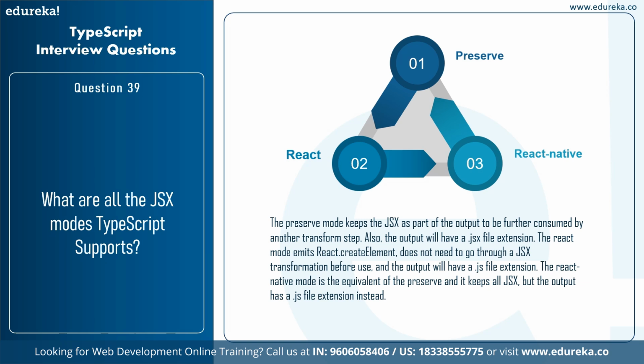Also, the output will have a .jsx file extension. Now, the React mode emits React.createElement, which does not need to go through a JSX transformation before use, and the output will have a .js file extension. Now, the React Native mode is the equivalent of preserve, and it keeps all the JSX, but the output has a .js file extension instead.